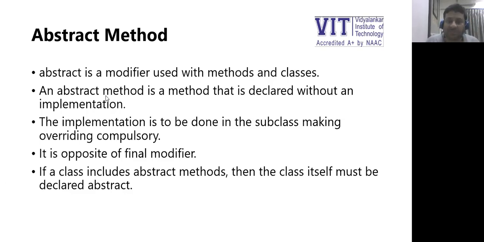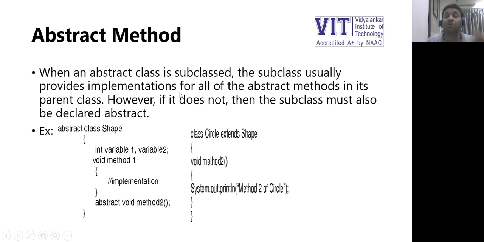Now, when an abstract class is subclassed, the subclass usually provides implementation for all the methods. Now, this is very interesting. I'm saying all the methods, all the abstract methods specifically. See, here we have abstract class shape, variable 1, variable 2. Method 1 has some body. Method 2 does not have a body. It is declared as abstract. Now, if a class circle extends shape and does not implement method 1, it is okay, because method 1 already has some body, but it must override method 2.